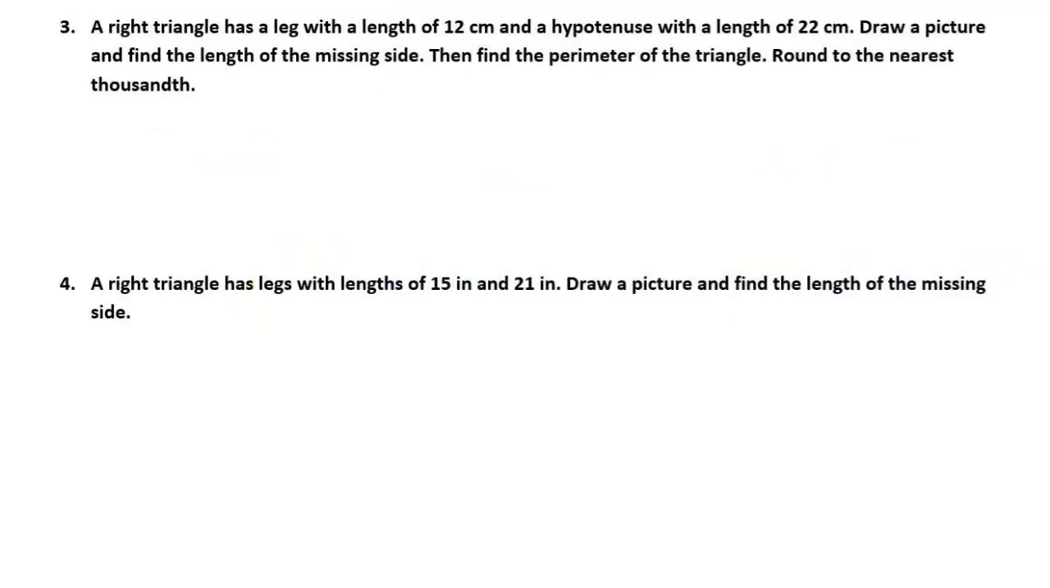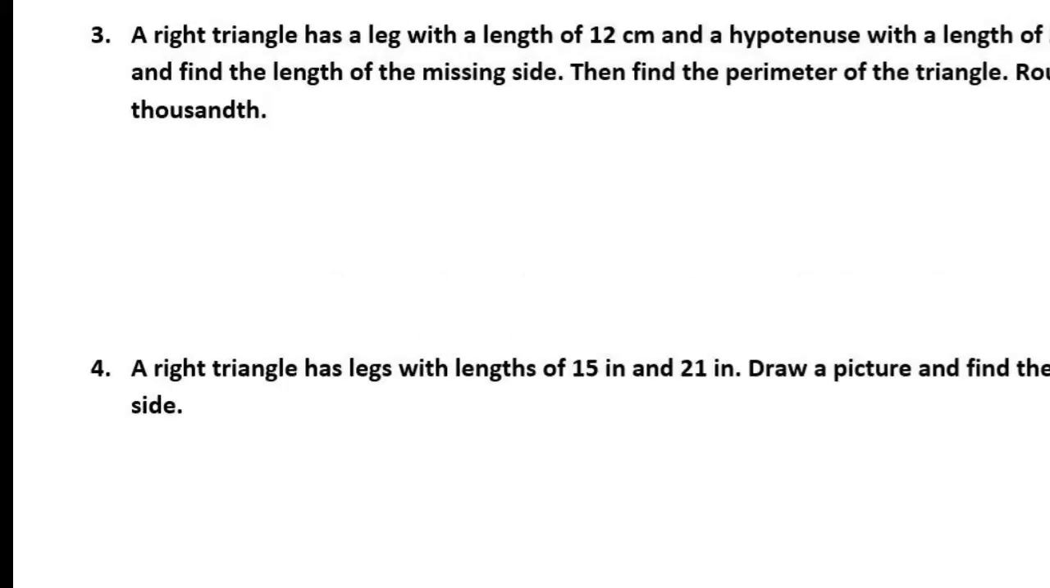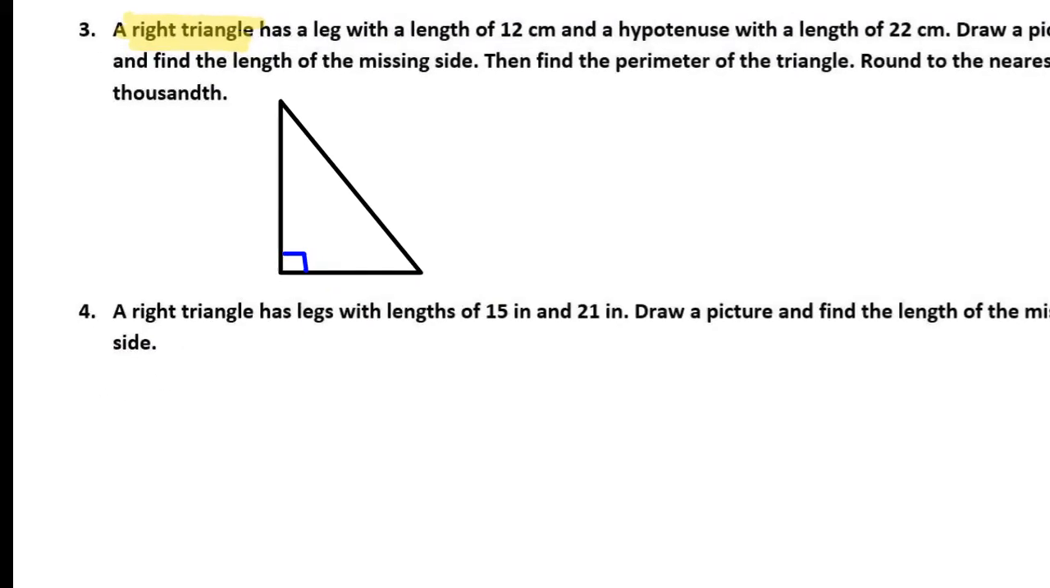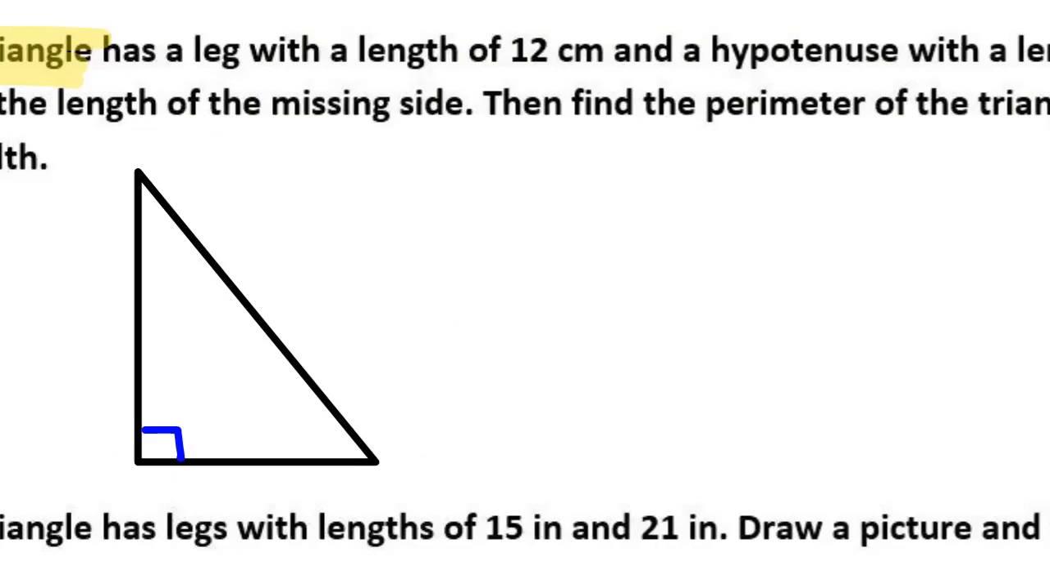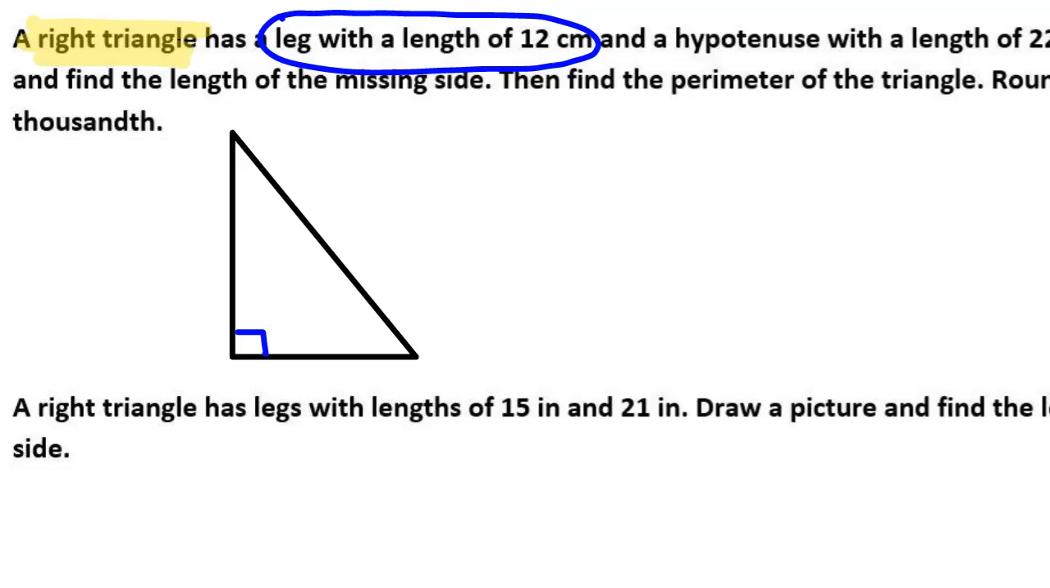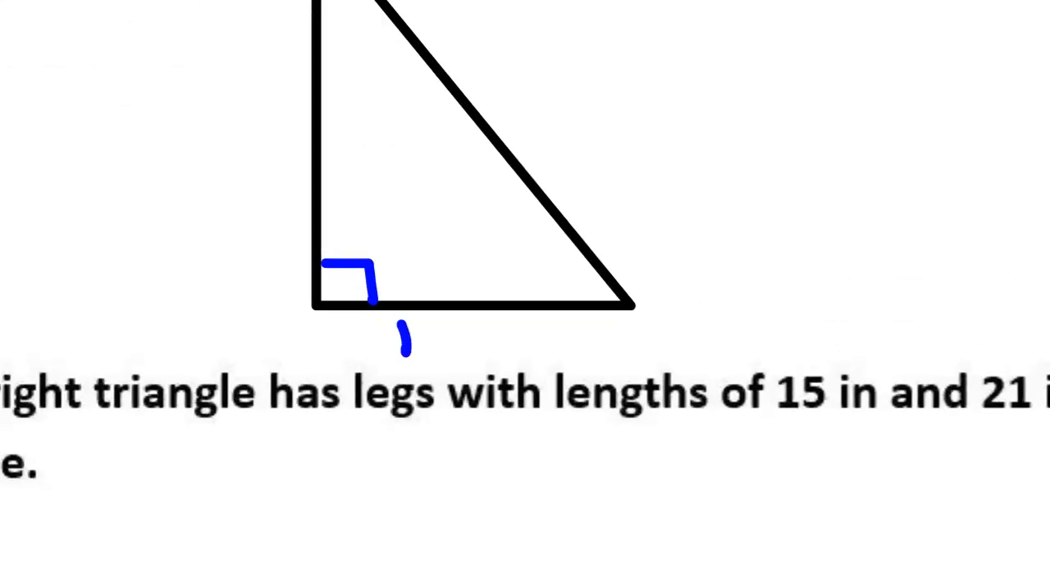Number 3 says a right triangle has a leg with a length of 12 centimeters and a hypotenuse with a length of 22 centimeters. Draw a picture and find the length of the missing side. So I'm going to draw a picture first. We know that this is a right triangle because it said so right here. So in the corner right here is my right angle. One of the legs has a length of 12 centimeters. So I just pick out one of the sides that's not the hypotenuse and call it 12 centimeters.